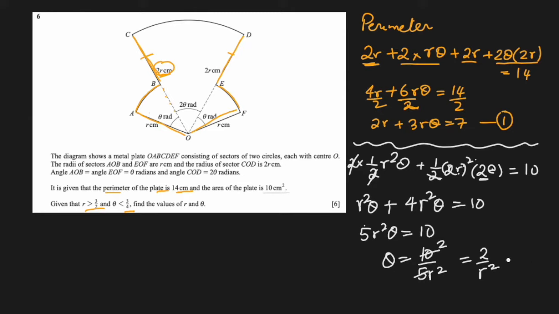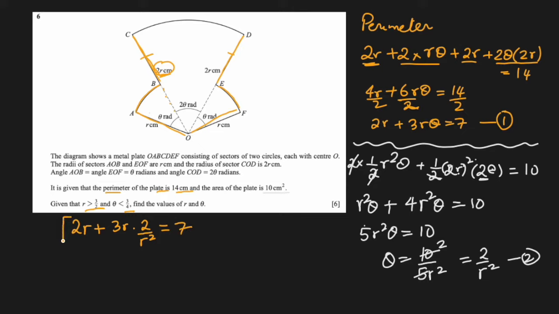Okay. Now we'll substitute, this is equation number 2, and we'll substitute this in the equation given there. Alright. So 2r plus 3r, and theta is now 2 over r square, is equal to 7.